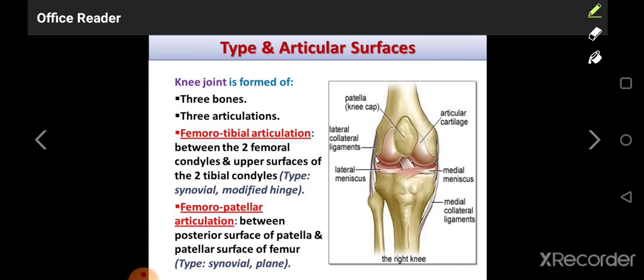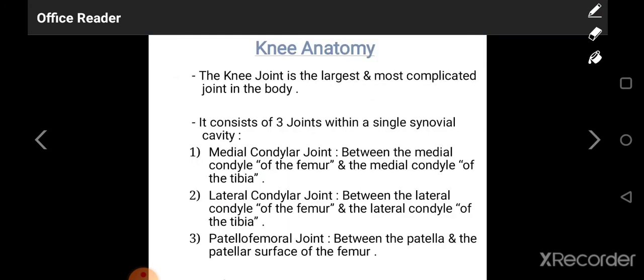Then the second articulation in this joint is femoropatellar articulation. That is, this articulation lies between the posterior surface of patella and the patellar surface of femur. And the type over here is plain variety of synovial type of joint. Then, so here we can say that the knee joint is the largest and most complicated joint of the human body. And there are three joints in a single synovial cavity.